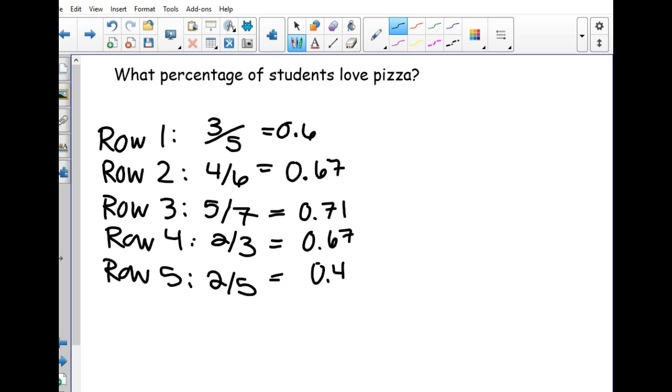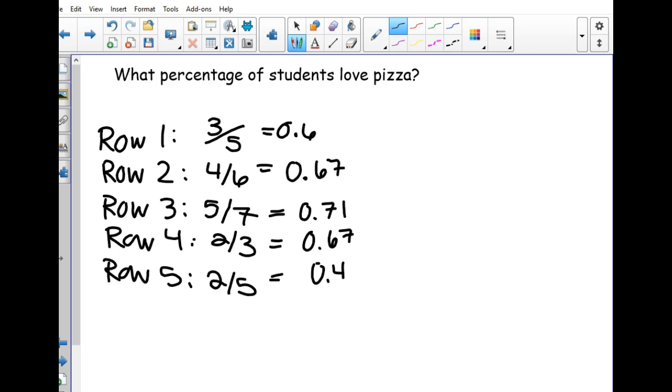Around 70%. Okay, we do have one that's kind of off, like only 40%. But could I safely go to Mr. Dull, and say, Mr. Dull, I think we're safe to say that 65% of the school is going to like pizza. Do you think that would be a safe number? Yeah. Okay.